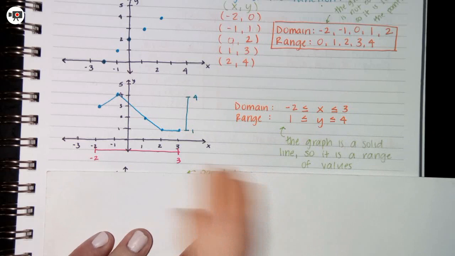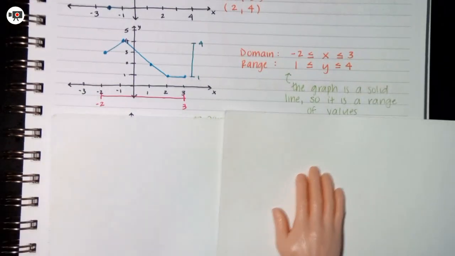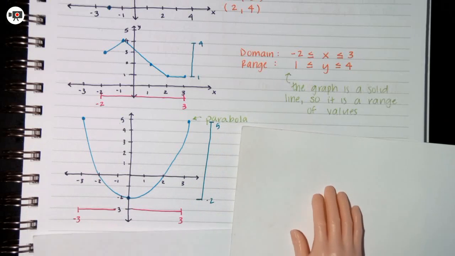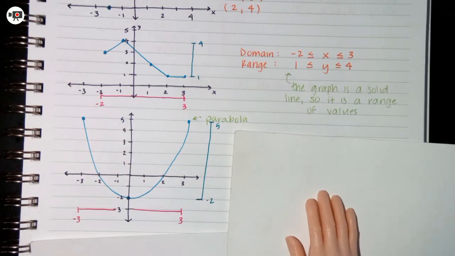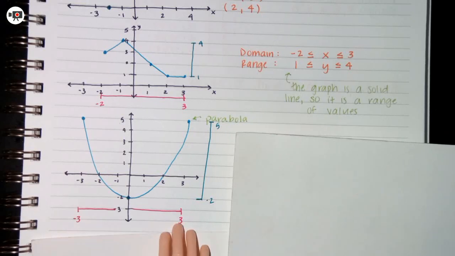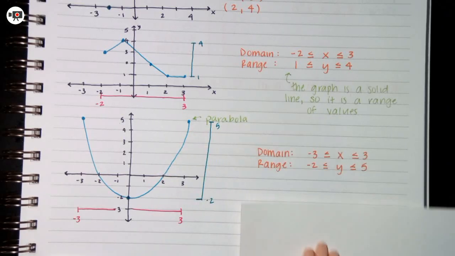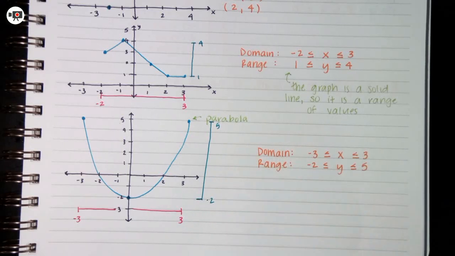And this one has a solid line, so it is a range of values, meaning it is this whole section of values. And here we have a parabola, and my domain goes from -3 to +3. The range goes from -2 up to 5. So we show those with our inequalities.